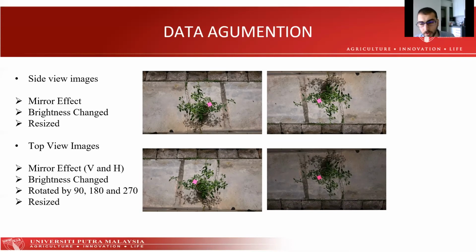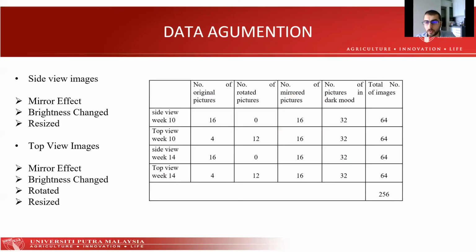And all of the images, similar to the side view images, were resized to 1024 by 1024 pixels. And the total number of images, you can see in this table, is 256. And you can see in this table all the images for each class and for each effect.